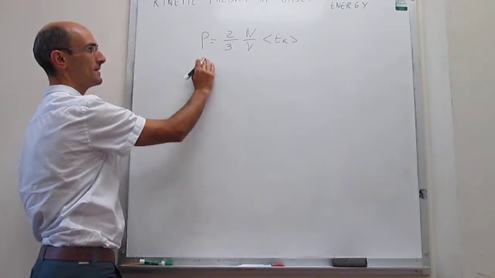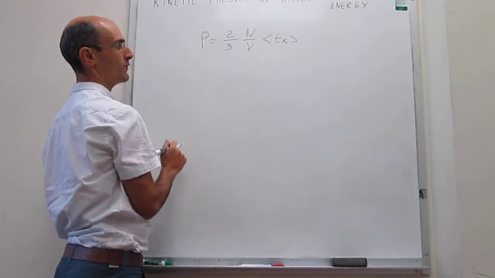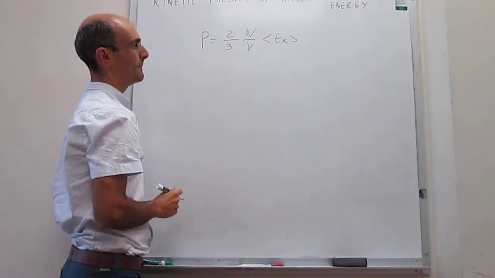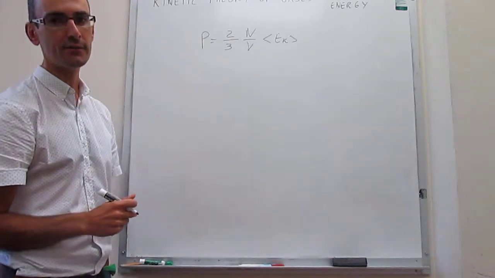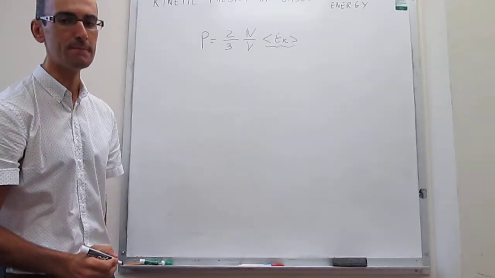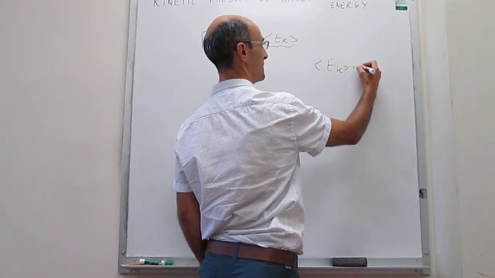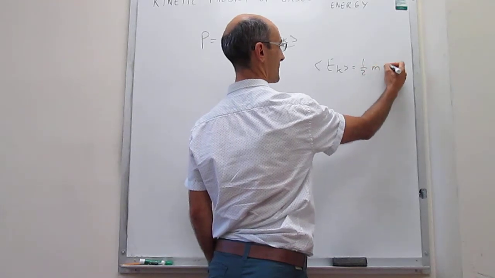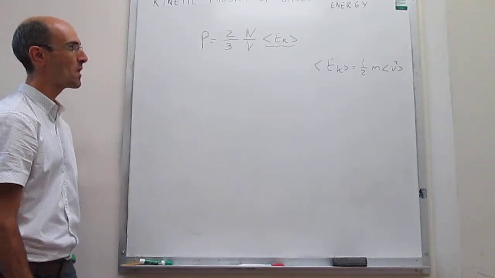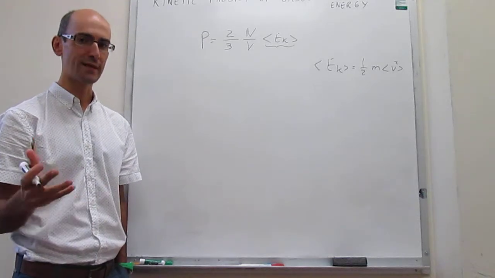The pressure of a gas is directly proportional to the number of gas molecules or particles that you have over the volume of the container of those gas particles, multiplied by the average kinetic energy of the particles. Now, we're going to talk a little bit more about what this kinetic energy means. We already know one of the expressions for kinetic energy, which is simply 1/2 the mass of the gas particle times the average of the velocity squared. But we're going to learn how this kinetic energy is also related to temperature.